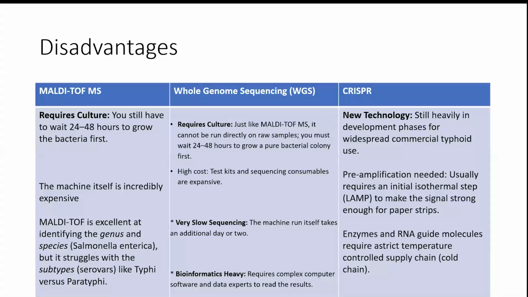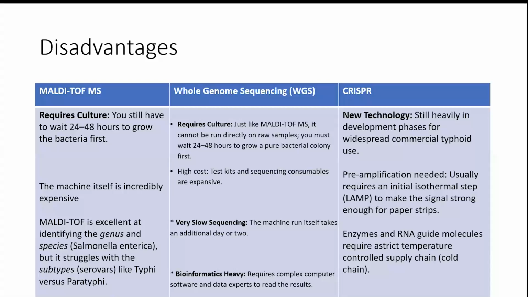CRISPR's disadvantage is that it's still in a developmental phase. It's a new technology and has not come to the market yet. And pre-amplification is needed, as I said. If you do not do a pre-amplification, the signals will be very weak. So it usually requires an initial isothermal step like a loop-mediated isothermal amplification (LAMP) test to make the signal strong enough for paper strips. And these enzymes and RNA guide molecules require a strict temperature controlled supply chain.